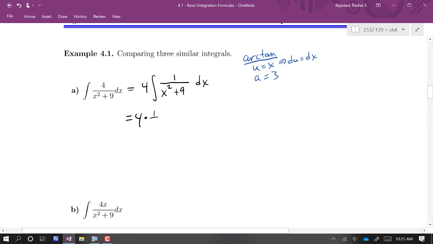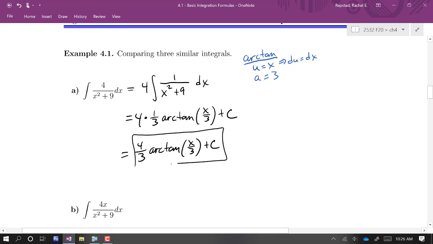So this integral is 1/3 arctan of x over 3 plus a constant. And then we'll just clean it up by writing a single coefficient out in front: 4/3 arctan x over 3. So that's not too bad once we recognize the form, right? Integrating is all about trying to recognize what it is you're looking at, what form it fits.